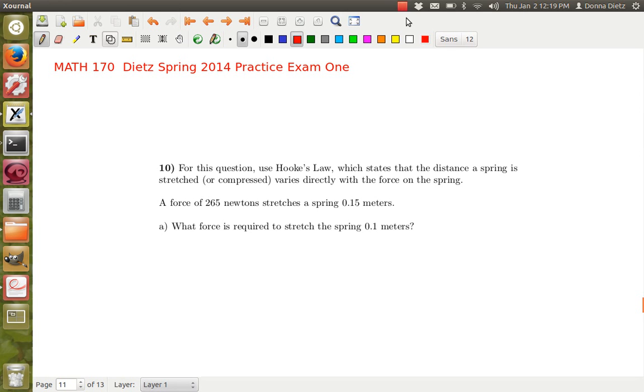So this is a Hooke's Law question. Oh no, what's Hooke's Law? Well, the question tells you, which states the distance a spring is stretched or compressed varies directly with the force on the spring. That means it's a line, and it's a line going through the origin.